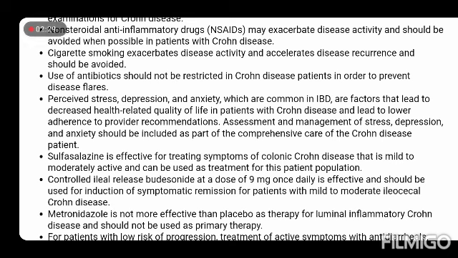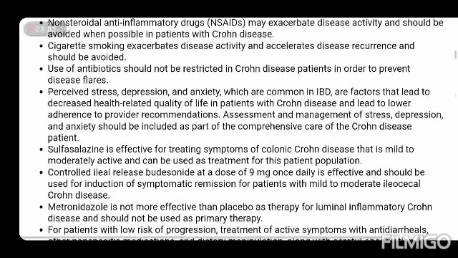Sulfasalazine. Sulfasalazine is effective for treating symptoms of chronic Crohn's disease that is mild to moderately active and can be used as treatment for this patient population. Controlled ileal release budesonide at a dose of 9 mg once daily is effective and should be used for induction of symptomatic remission for patients with mild to moderate ileocolonic Crohn's disease.